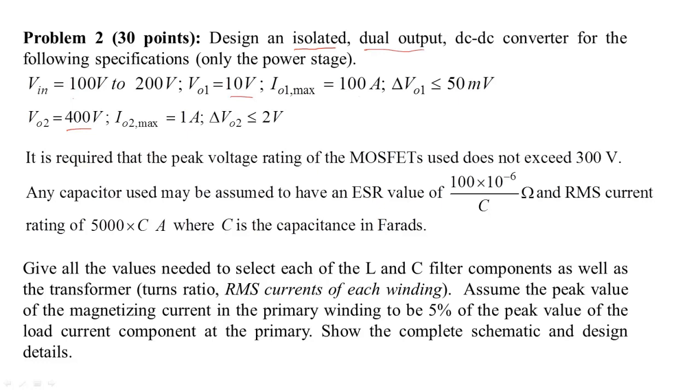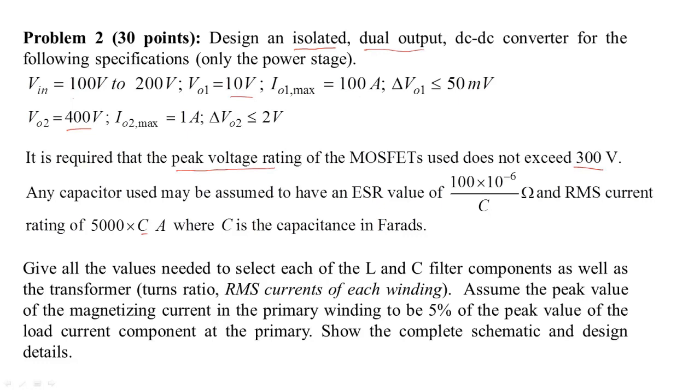There is also another requirement that the peak voltage rating of the MOSFET should not exceed 300 volts. And then, similar to the homework and previous exam problems, the relationship between the ESR and the capacitance, and the RMS current rating and the capacitance, are given. Okay, so we need to give all the details needed to select the final L and C choice, and also the turns ratio and RMS current of primary and secondary windings for the transformer.